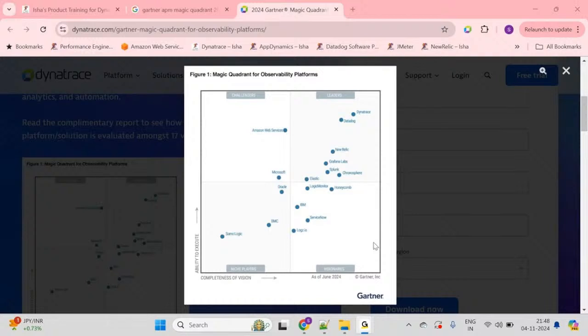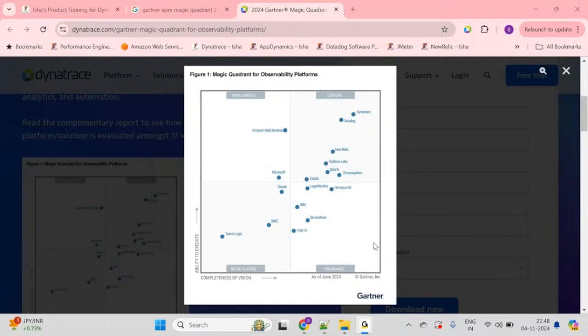AppDynamics is a tight competitor for Dynatrace in the APM world. They have a huge reputation in line with the Dynatrace tool. Probably in recent times they did not add more functionalities, maybe because of that they are not part of this list. Nowadays I'm also seeing too much craze around Datadog. I don't know, maybe because of the cost, if the cost is lower than Dynatrace or AppDynamics.